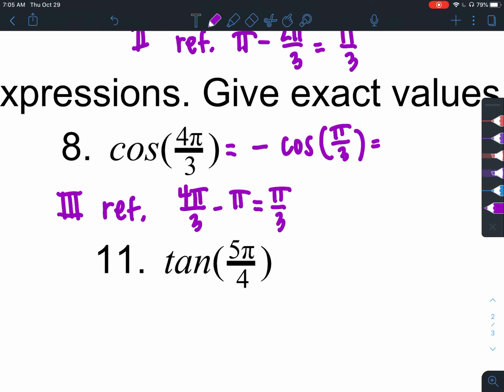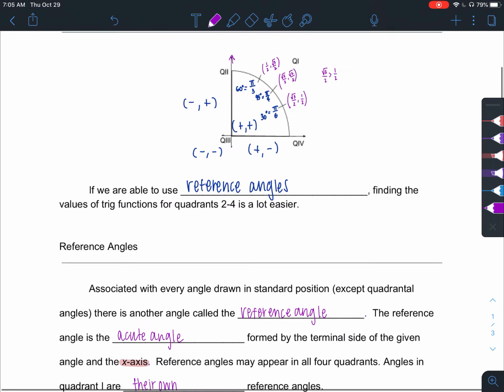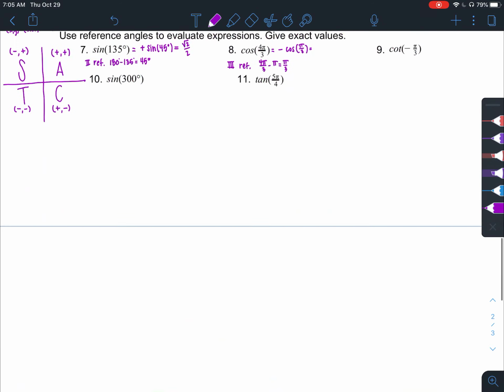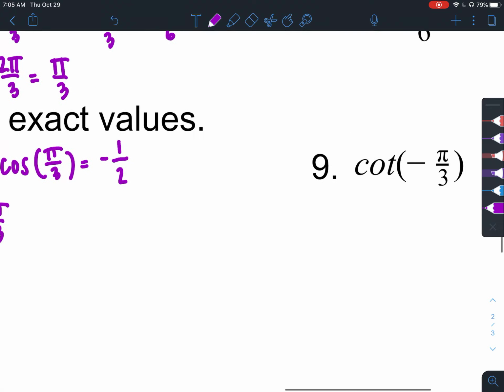Cosine of pi over 3 is, I think, radical 3 over 2, but let me check. I'm a little rusty. Pi over 3 is actually 1/2 for cosine. So I'm going to get negative 1/2 for that answer.